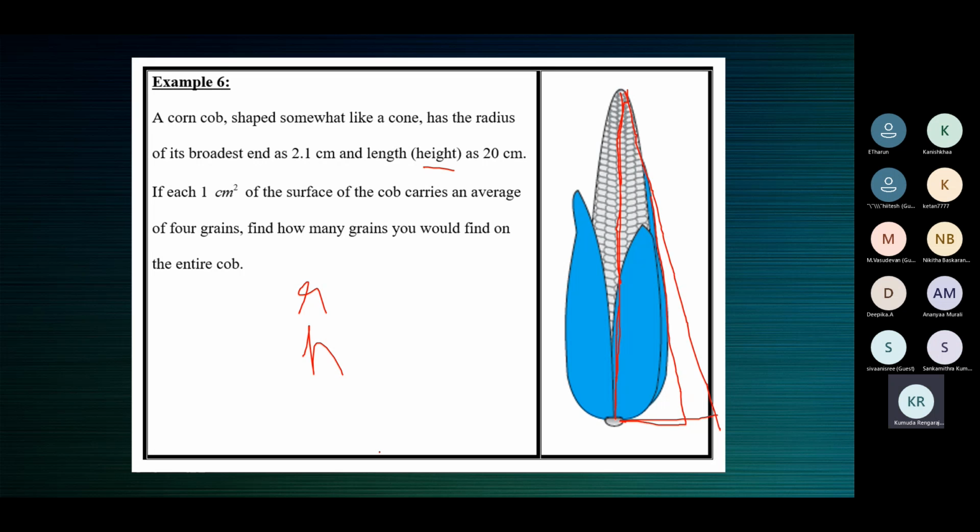So you should find the slant height using the formula L square is equal to H square plus R square. So you should find L using h square plus r square, and then find pi RL, and then find the number of grains.